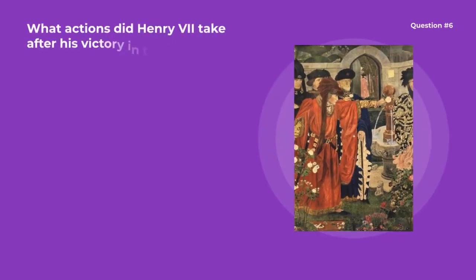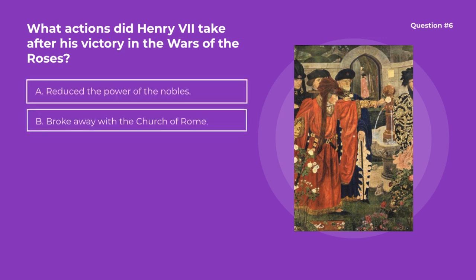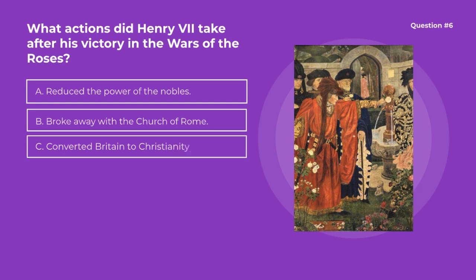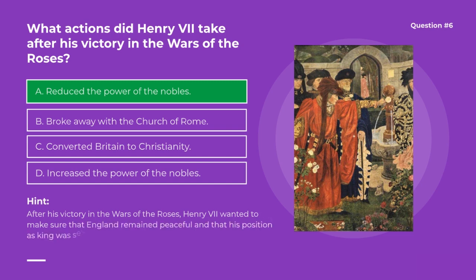Question number 6. What actions did Henry VII take after his victory in the Wars of the Roses? Options are A. Reduced the power of the nobles, B. Broke away from the Church of Rome, C. Converted Britain to Christianity, D. Increased the power of the nobles. The correct option is reduce the power of the nobles. After his victory in the Wars of the Roses, Henry VII wanted to make sure that England remained peaceful and that his position as king was secure. He deliberately strengthened the central administration of England and reduced the power of the nobles.